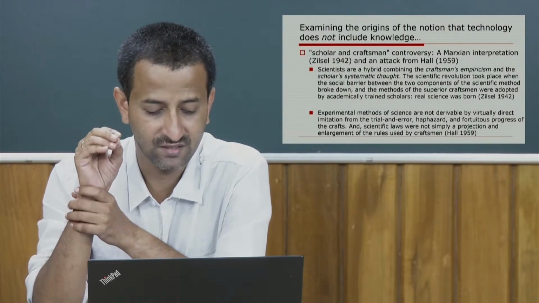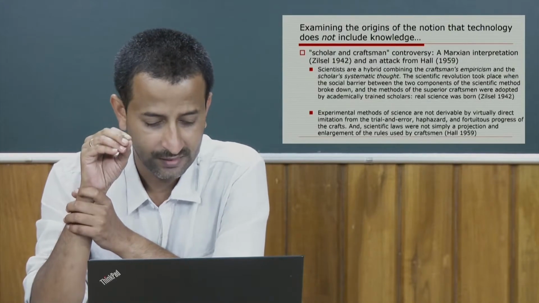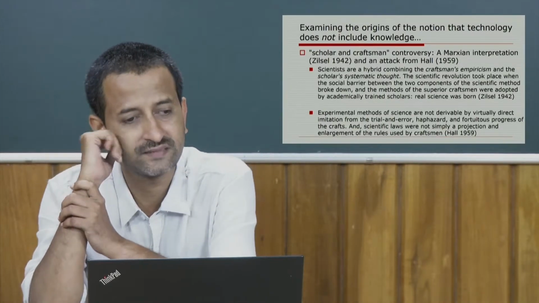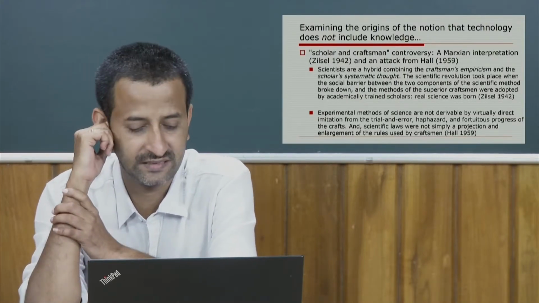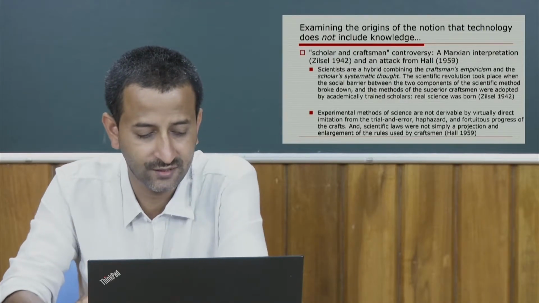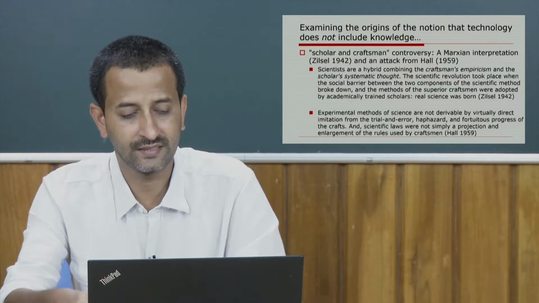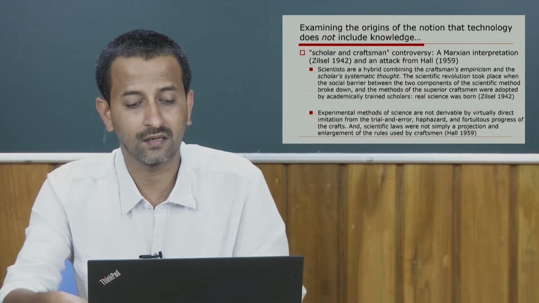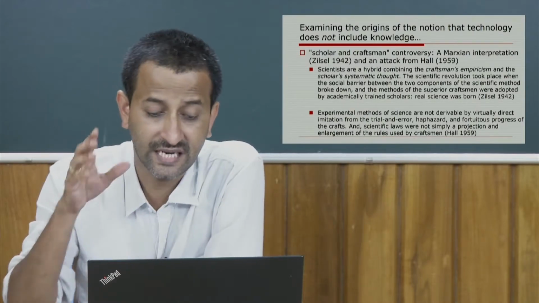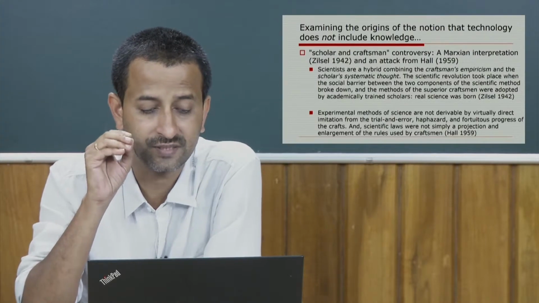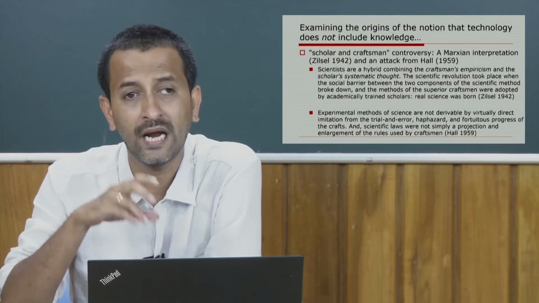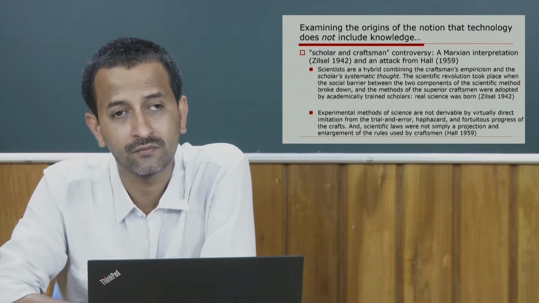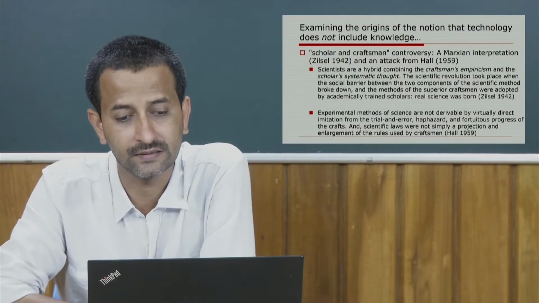Hall in particular appears to have been influenced by the scholar and craftsman controversy, that is a Marxian interpretation made by Zilsel in 1942, which was attacked by Hall in 1959. Zilsel attempted to provide a Marxian interpretation of the scientific revolution. He held that the scientist was a hybrid combining the craftsman's empiricism and the scholar's systematic thought. The scientific revolution took place when the social barrier between the two components of the scientific method broke down and the methods of the superior craftsmen were adopted by academically trained scholars, and therein we witness the birth of real science. Real science was born.